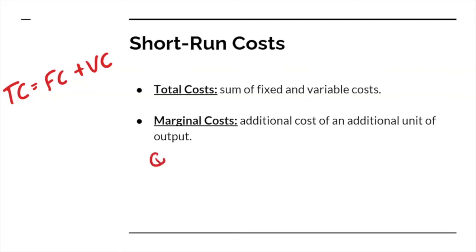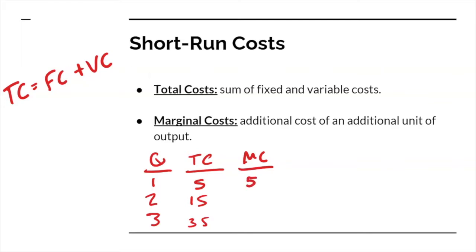So let's say we have the quantity from 1, 2, and 3. The total cost is 5 to 15 to 35. Then our marginal cost for the first unit is going to be 5. From the first to the second quantity, it costs us an additional $10 or 10 units. And then from the second to third, it costs an additional 20. So basically, marginal costs we are calculating in the same way.